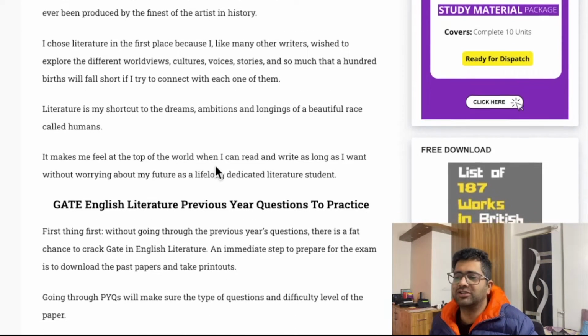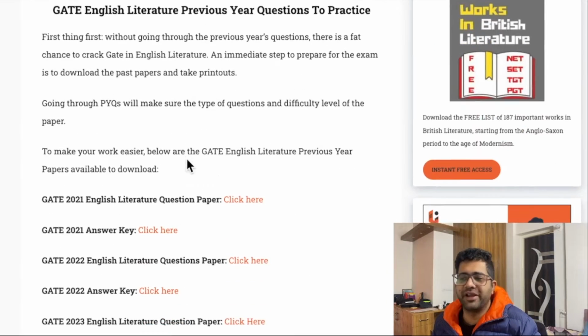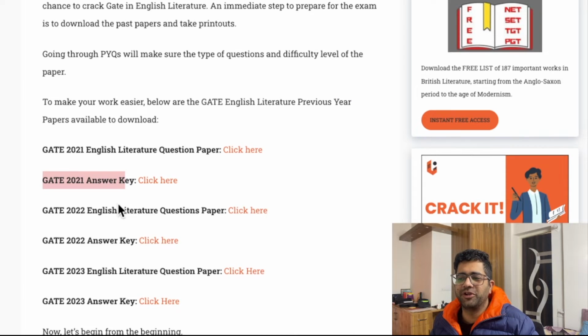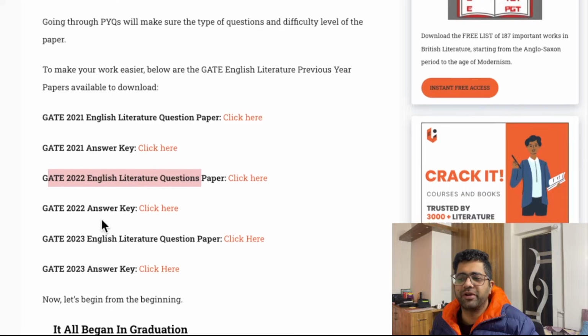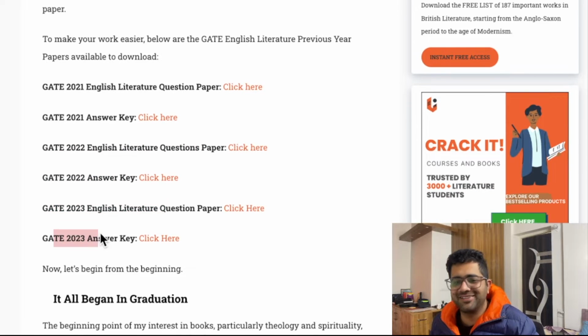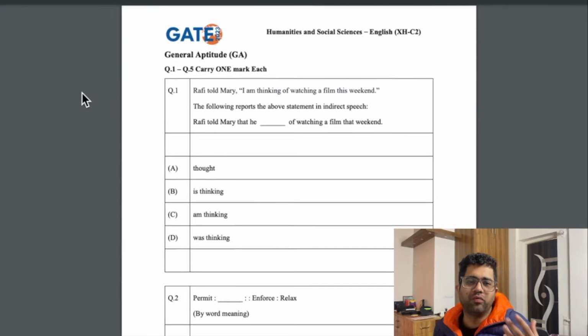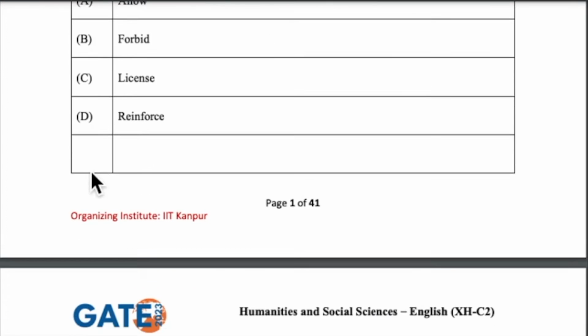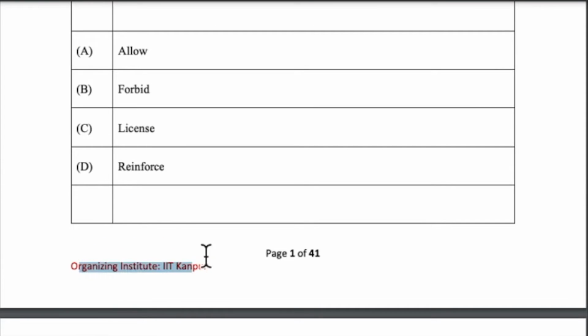All right. So you will find the GATE question paper here, the GATE 2021 English Literature question paper. This is the answer key of 2021, again the 2022 question paper, 2022 answer key, 2023 question paper, 2023 answer key. You just simply click here and you will be redirected to a new page where you will find all the questions of the GATE conducted by IIT Kanpur.